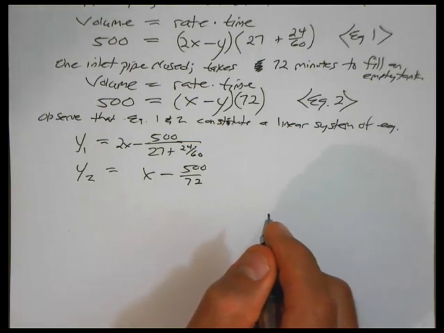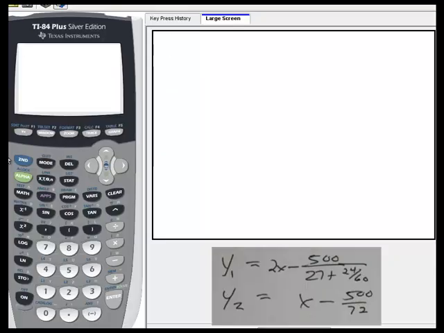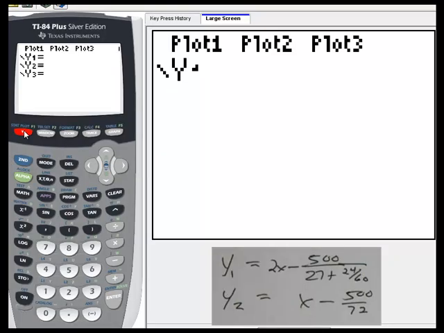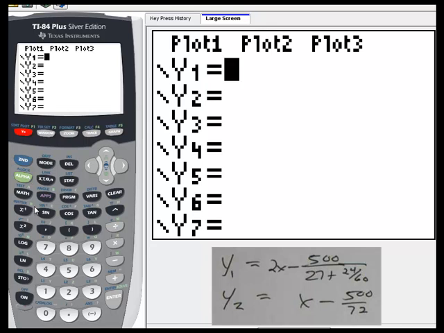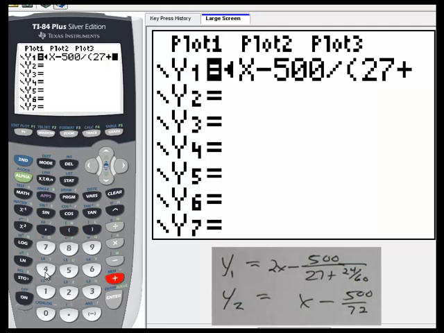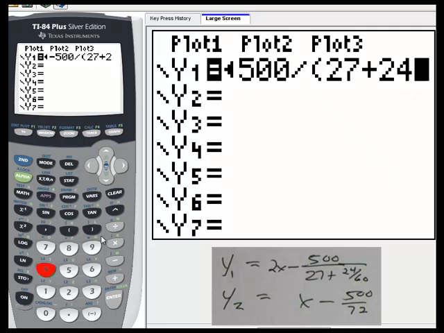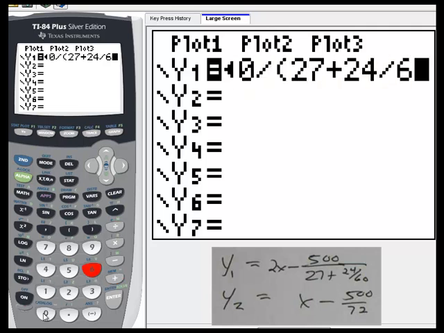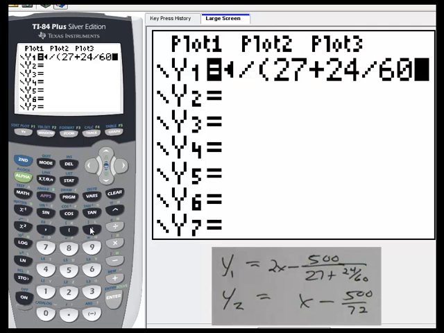Alright, looks like it's time to head to the calculator. Okay, at the calculator, go to the y equals edit screen, and our y1 is 2x minus 500 divided by, need some parentheses here, 27 plus 24 over 60, parenthesis.